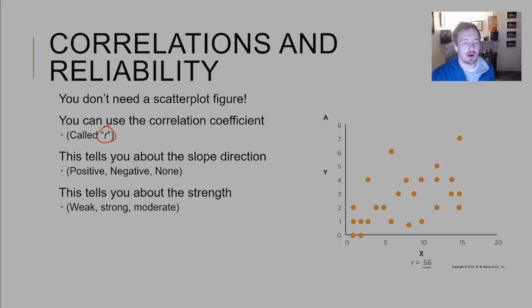And so that R is going to be able to tell us about the direction of that particular slope, so if it is positive and if it is strong. So 0.56 is going to be a positive correlation, and it's going to be a pretty strong correlation because correlations can vary between -1 and +1. The closer they are to +1 or -1, the stronger they are. The closer they are to 0, the weaker they are. And so that can tell us about the reliability if we know about the correlation of these variables that we're measuring.